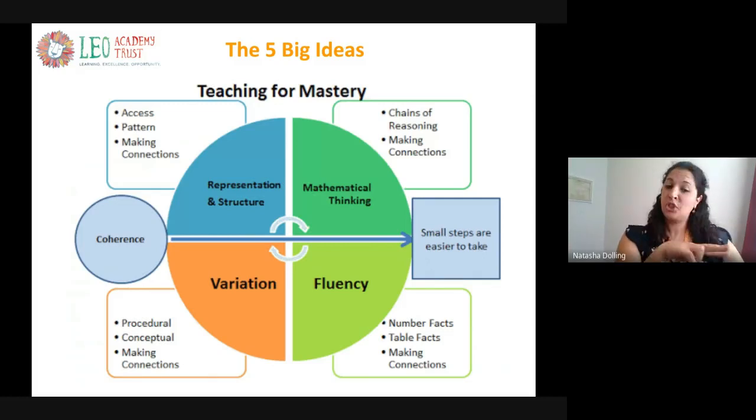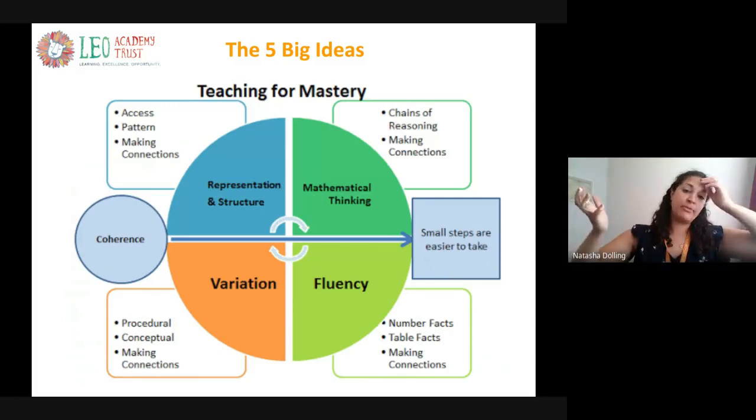Variation, there are 2 types of variation, which I will go over. There's procedural variation and conceptual variation, and again, making connections. And then this idea of coherence, which runs through all of these 4 ideas. And the big idea of coherence is that small steps are easier to take. So that, if you haven't seen it before, hopefully you have.